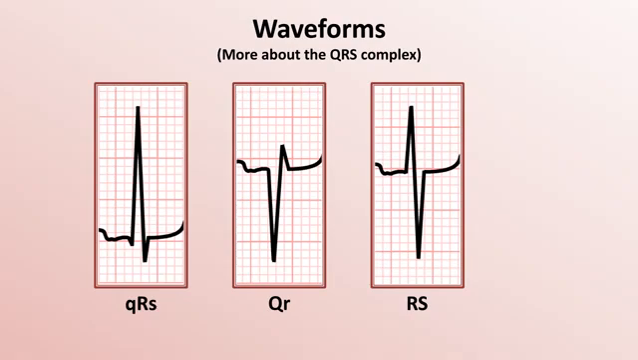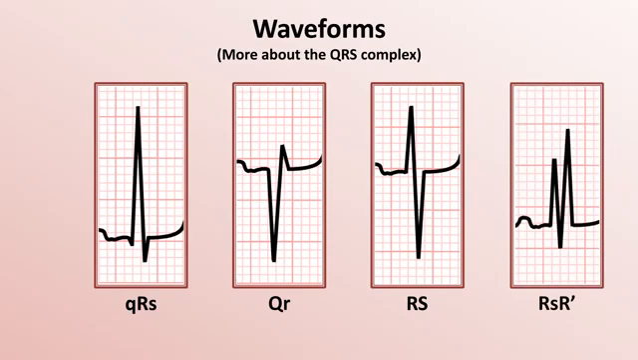In the situation where there are two positive deflections separated by a negative deflection, the first positive deflection is called the R wave, the second positive deflection is called the R prime wave, and they are separated by the S wave. In the event that the downward deflection separating the two peaks doesn't actually dip below the baseline, some people would refer to the complex as a notched R wave instead of an R/S/R prime complex.